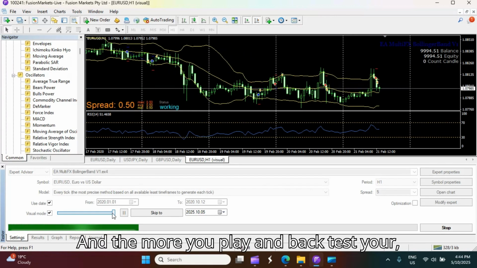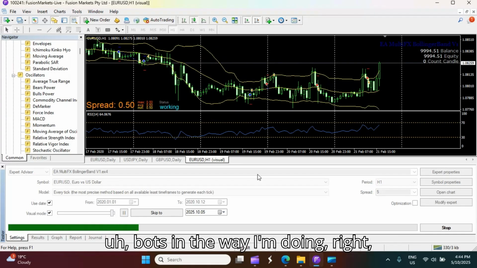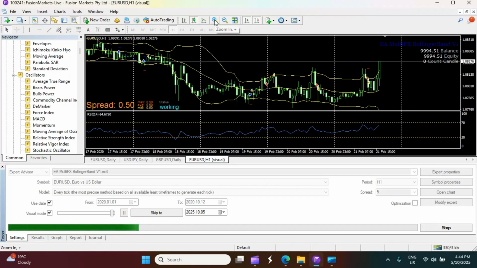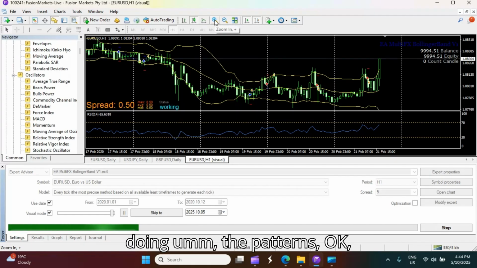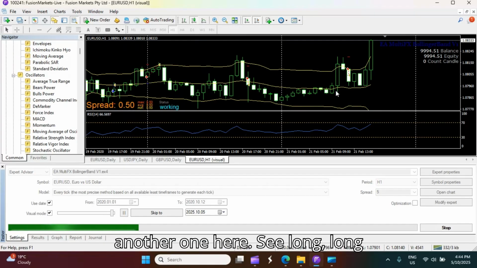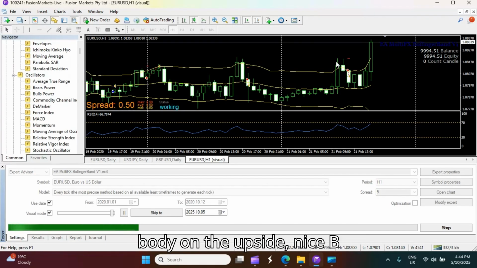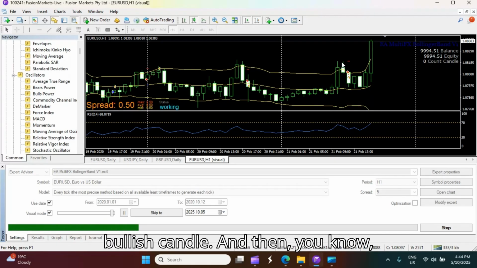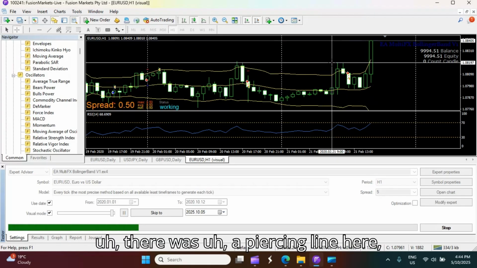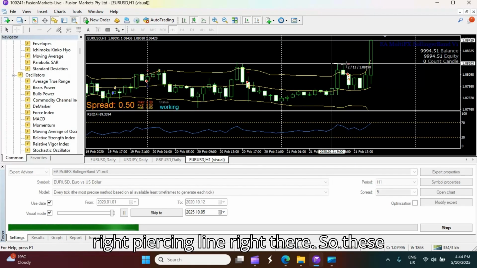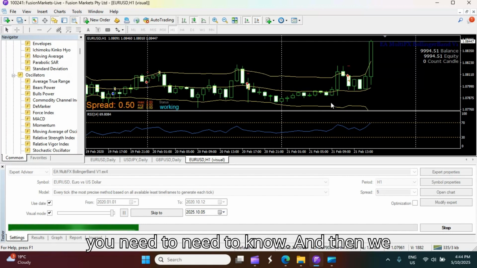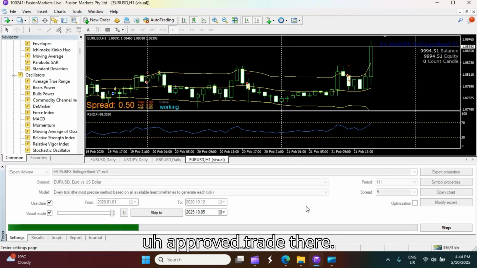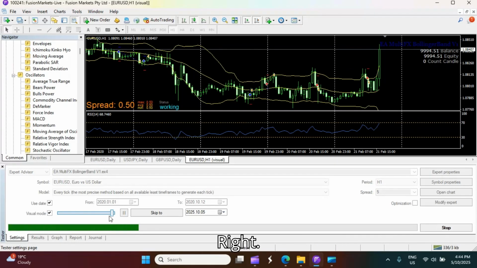And the more you play and backtest your bots in the way I'm doing, you start observing and you start getting a feel for what the market is doing, the patterns. Okay, another one here. See the long body on the upside, nice bullish candle, and then there was a piercing line right there. So these are all candle patterns that you need to know.